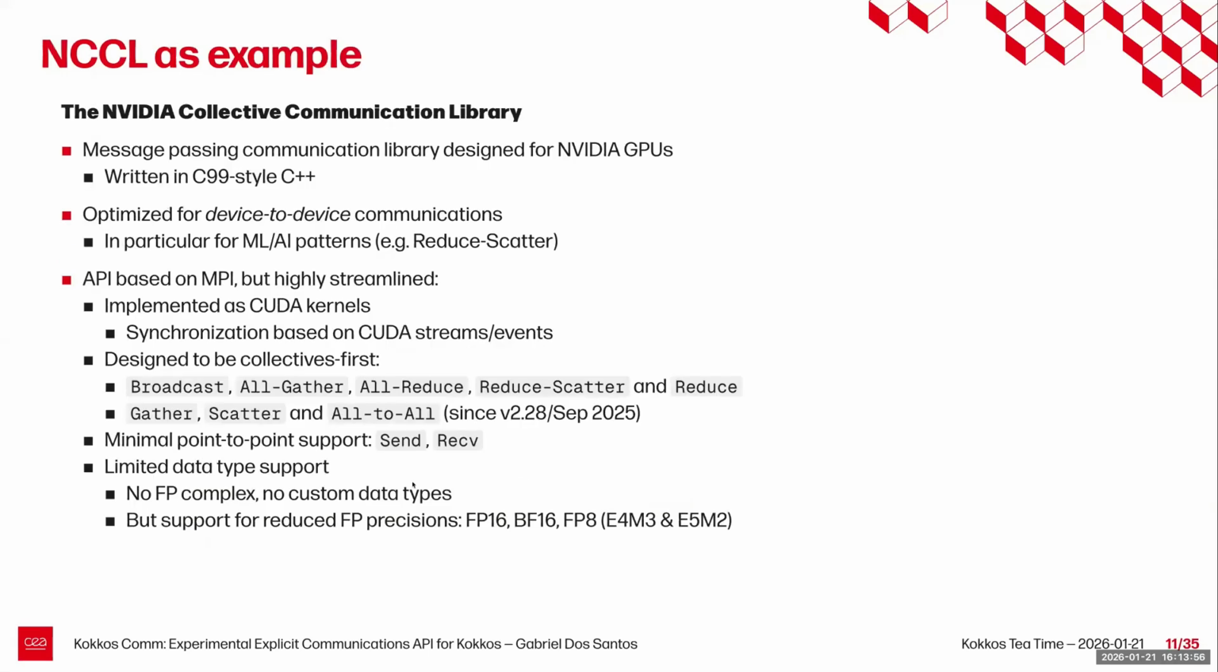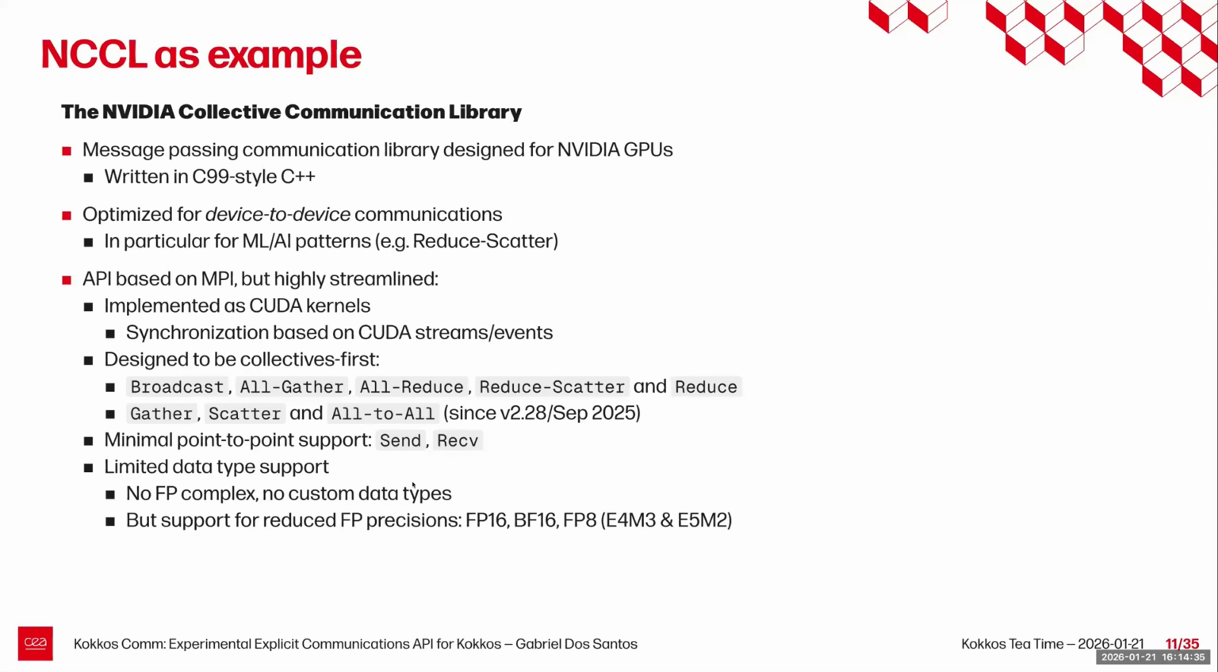So NCCL is a very good example of a library that achieves a lot of these goals. It's a message passing communication library designed for NVIDIA GPUs. It's written in C++, but there's a lot of C99-style writing, so it doesn't leverage all the niceties that modern C++ brings you. It's optimized mainly for device-to-device communications, in particular patterns that you find in AI applications.